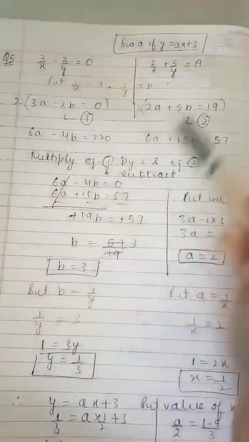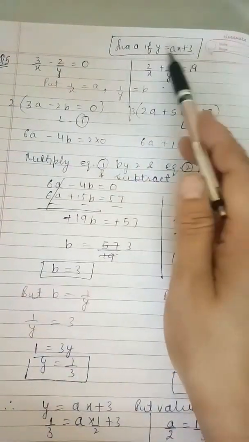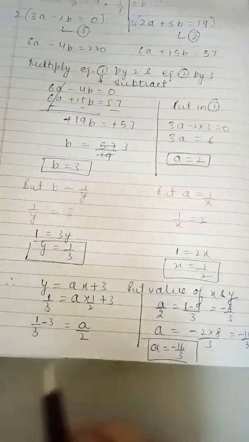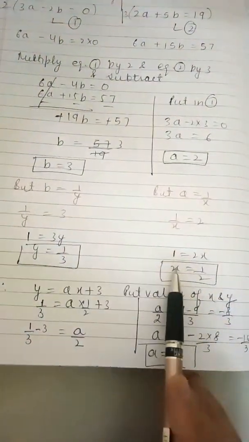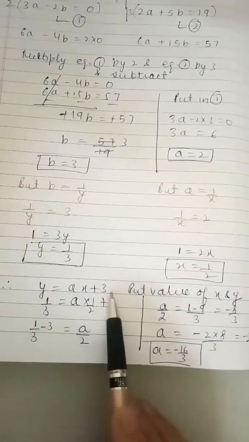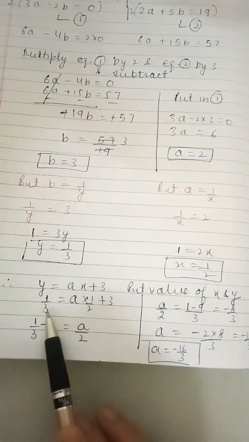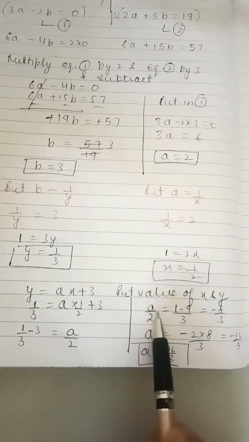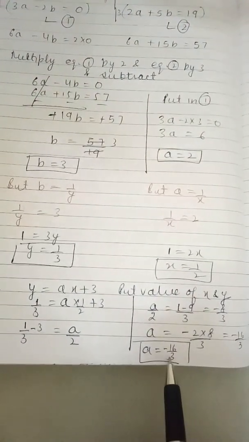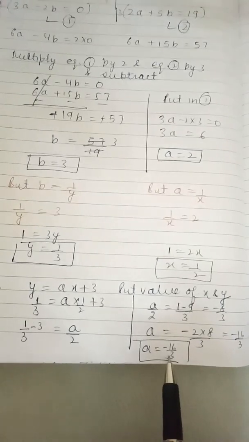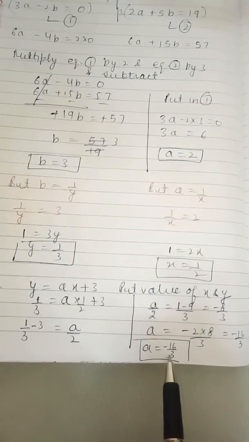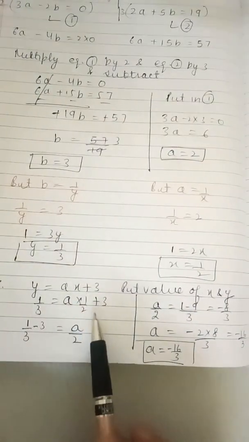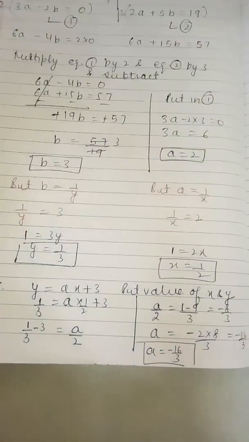But in the question they ask you to find a when y equal to ax plus 3. So what you will do? You can see here after finding the value of x and y, we have this equation given. Here you will put the value of y 1 by 3 and x 1 by 2, and then you will take LCM and solve it, and in the end you will get the value of a as minus 16 by 3. So here it's a simple question. Find x and y, put the value in the end, and you will calculate the unknown variable a.